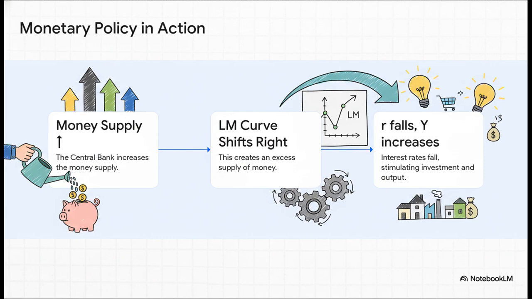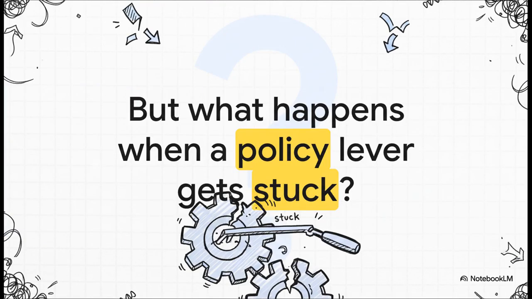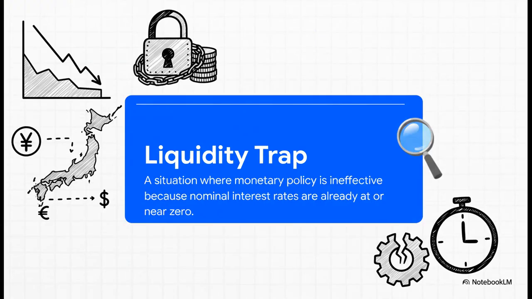Now, what about the central bank? If they want to give the economy a jolt, they can increase the money supply. This shifts the LM curve to the right, which pushes interest rates down. That makes it cheaper for everyone to borrow, which should encourage more investment and spending. The thing is, these tools aren't foolproof, not even close. The real world is a messy place, and sometimes these levers just don't work the way the model says they should. And one of the biggest challenges is something called a liquidity trap.